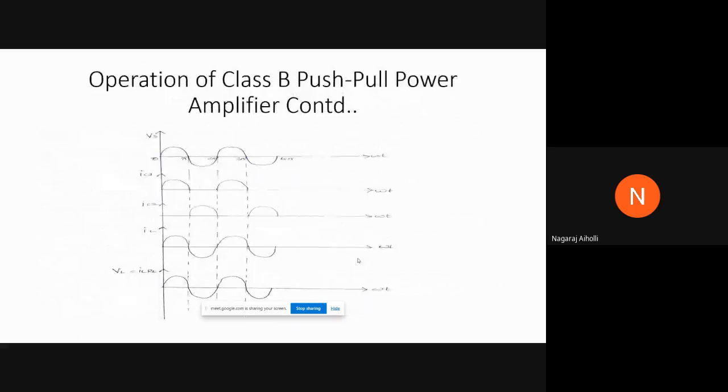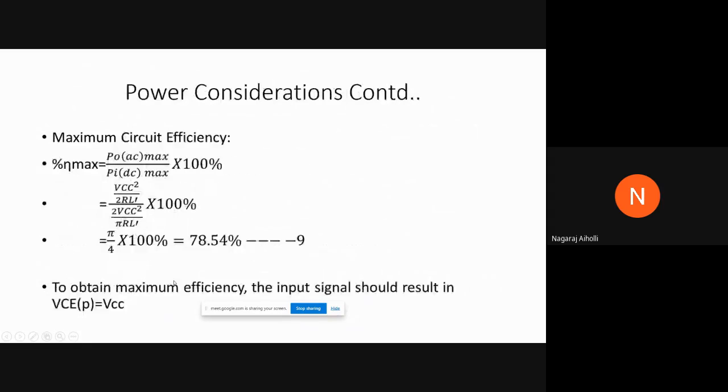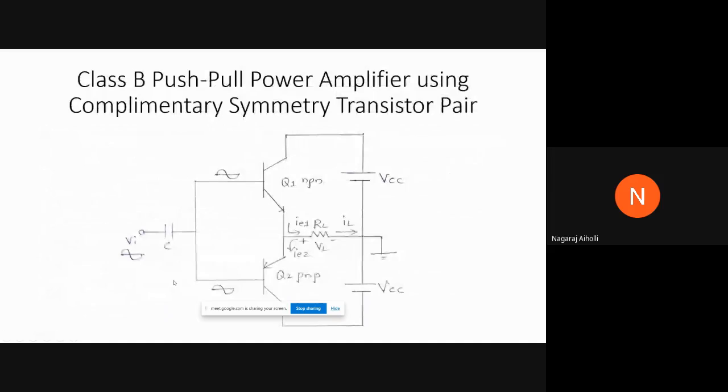We can look into the waveforms. Instead of collector current 1 and collector current 2, it will be IE1 and IE2, because that is the current flowing through the load. And we have the load current, and the load voltage will be the same, it is IL into RL. So this is about the working of the class B push-pull power amplifier using complementary symmetry transistors.